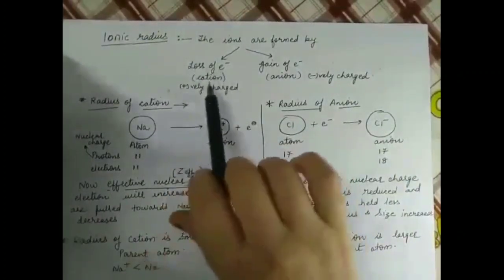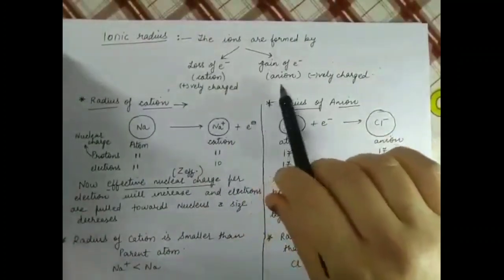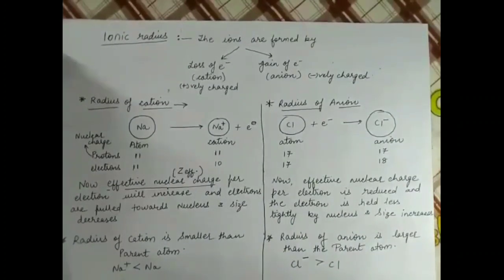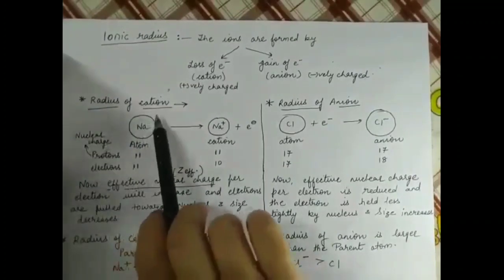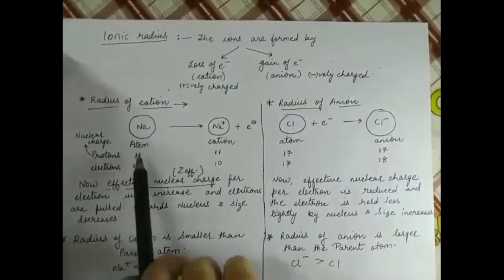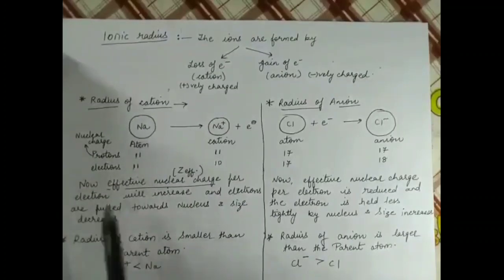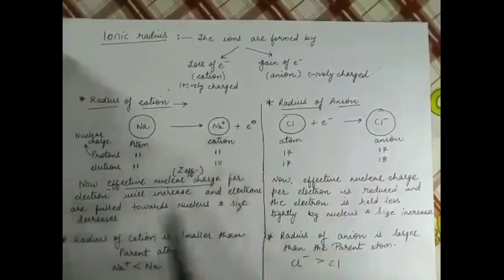When electrons are lost, a cation is formed, which is positively charged, and when electrons are gained, an anion is formed, which is negatively charged. Now depending upon the number of electrons lost or gained, the ion will acquire the respective charge. Now consider the formation of a cation. Suppose this is a sodium atom, and this sodium atom is having 11 protons and 11 electrons. This sodium atom is losing an electron and it is changing to a cation Na+.